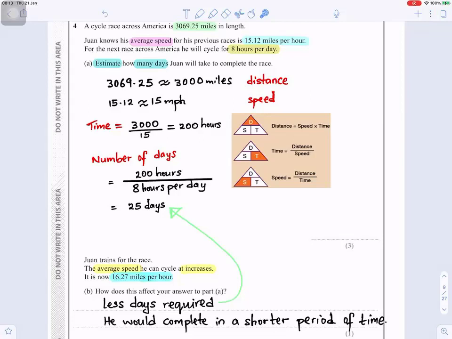If you go faster, you will take less time, so fewer days are required. He will complete it in a shorter period of time. If you're going faster, from 15.2 miles per hour to 16.2 miles per hour, you take less time, fewer days, or you complete it in a shorter time.